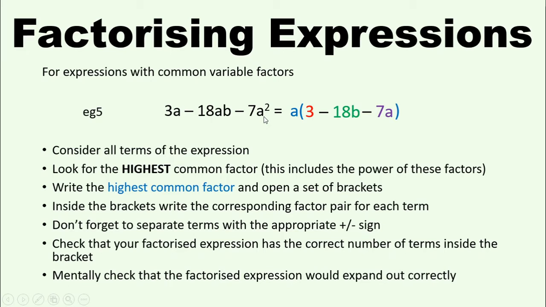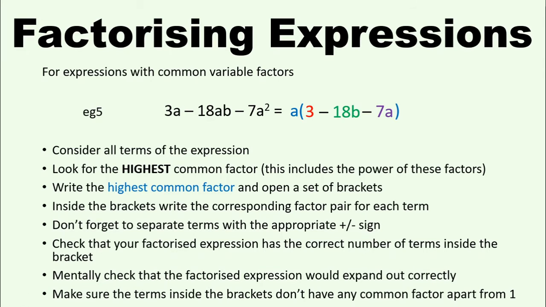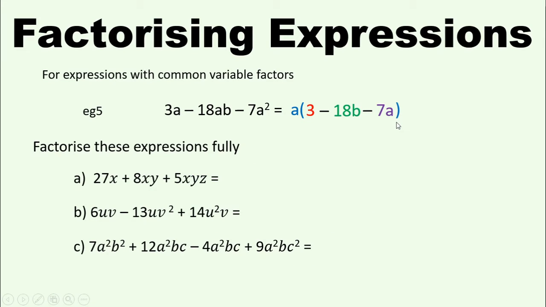There's one last check that we have to remember to do, and that's to make sure that we've factorized fully. Make sure that the terms inside the bracket don't have any other common factor apart from 1. 3 and 18b could both divide by 3, but 7a could not. So that's it, we're done. A was our highest common factor, so we factored that fully. Let's go on to some examples.